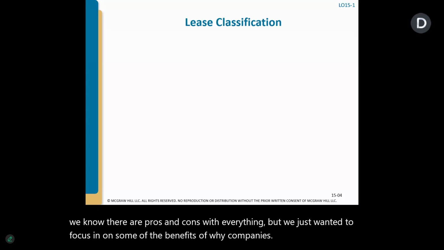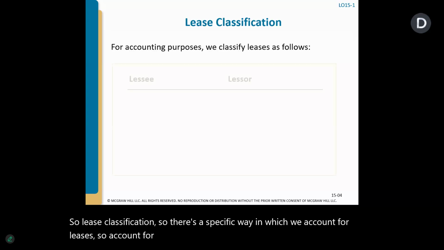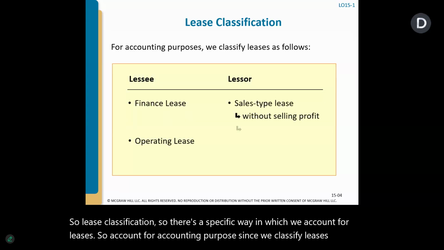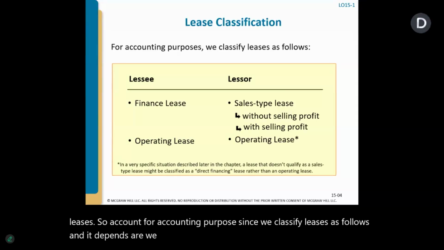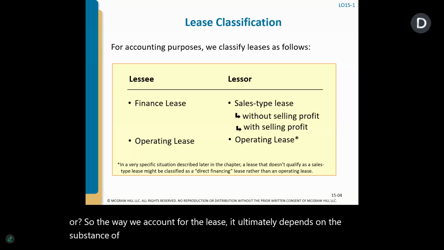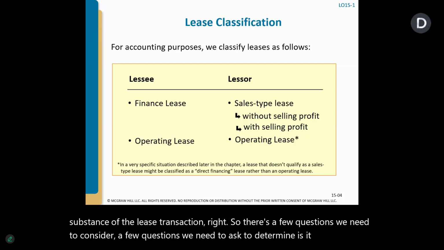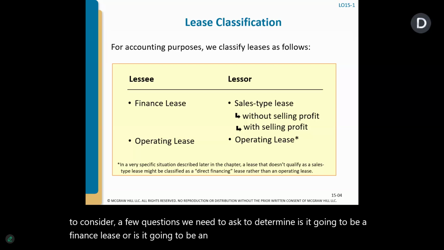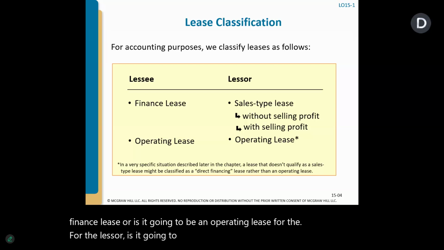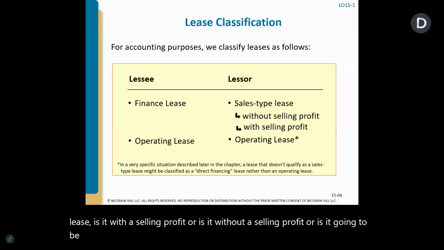So, lease classification. There's a specific way in which we account for leases. For accounting purposes, we classify leases as follows, and it depends: are we referring to the lessee or the lessor? The way we account for the lease ultimately depends on the substance of the lease transaction. There are a few questions we need to ask to determine: is it going to be a finance lease or an operating lease for the lessee? For the lessor, is it going to be a sales type lease, and if so, is it with a selling profit or without a selling profit? Or is it going to be an operating lease?